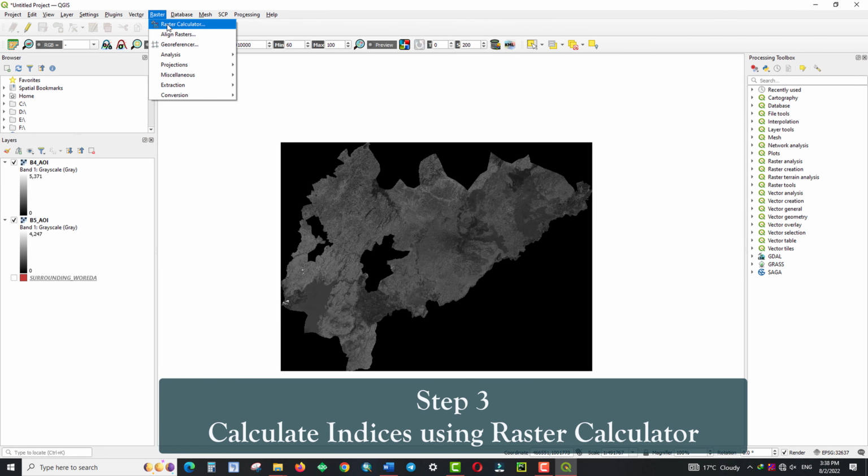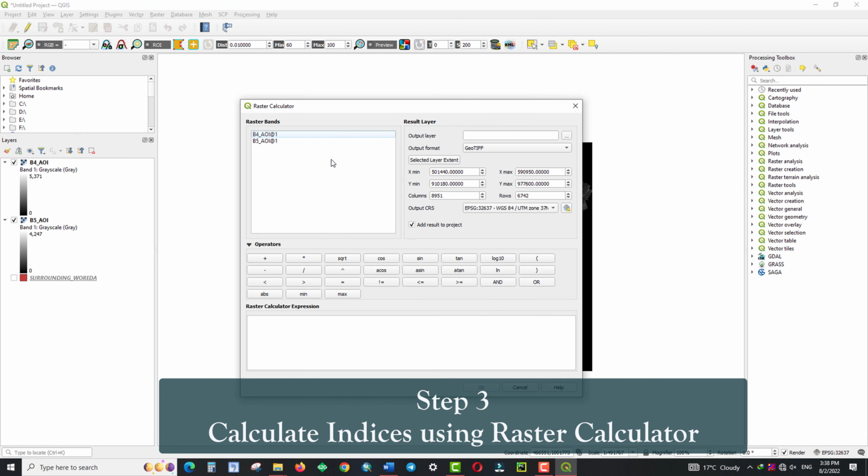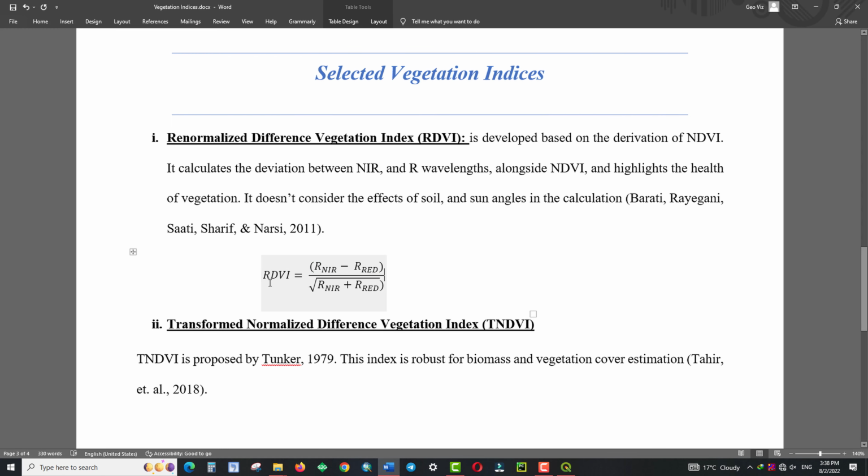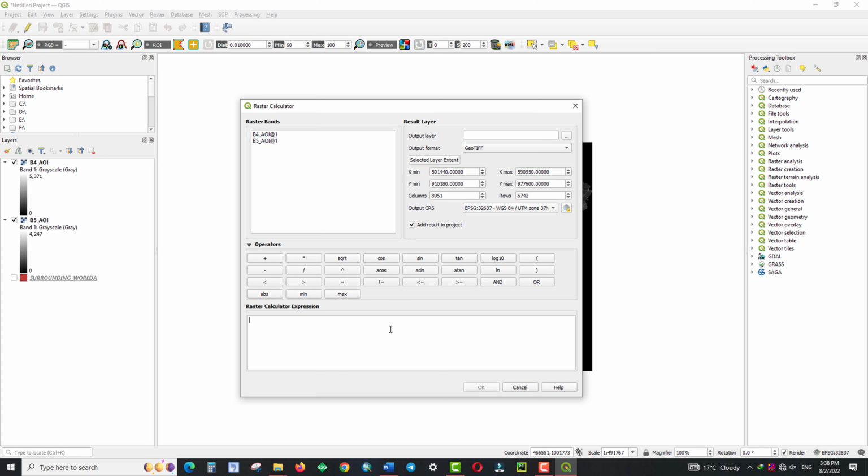Use the raster calculator and insert the following formula to calculate, then save it with an appropriate name. Renormalized Difference Vegetation Index, RDVI, is calculated by dividing near-infrared minus red by near-infrared plus red.